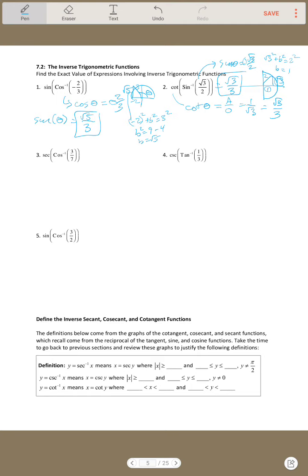Keep in mind, if this is going too fast, just pause the video, rewind it, whatever you need to do to get the notes and understand these problems. Okay. Alright, let's go on to the next one.